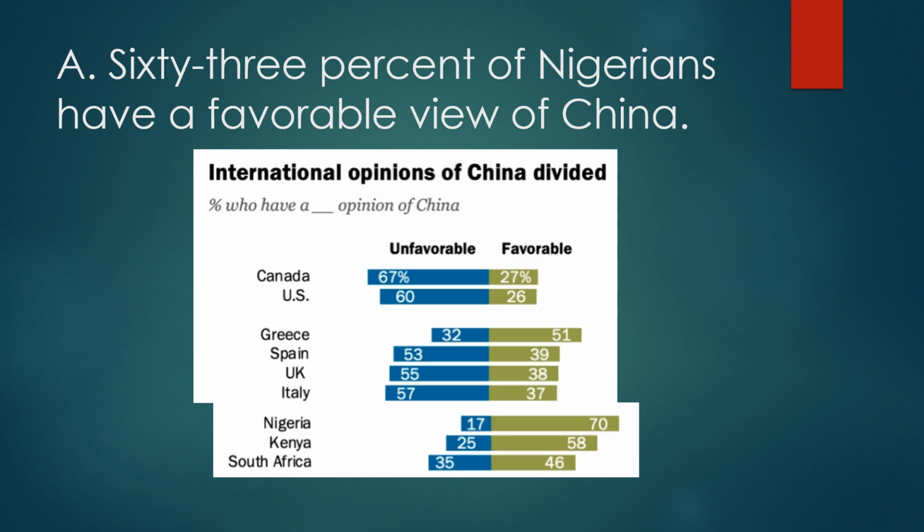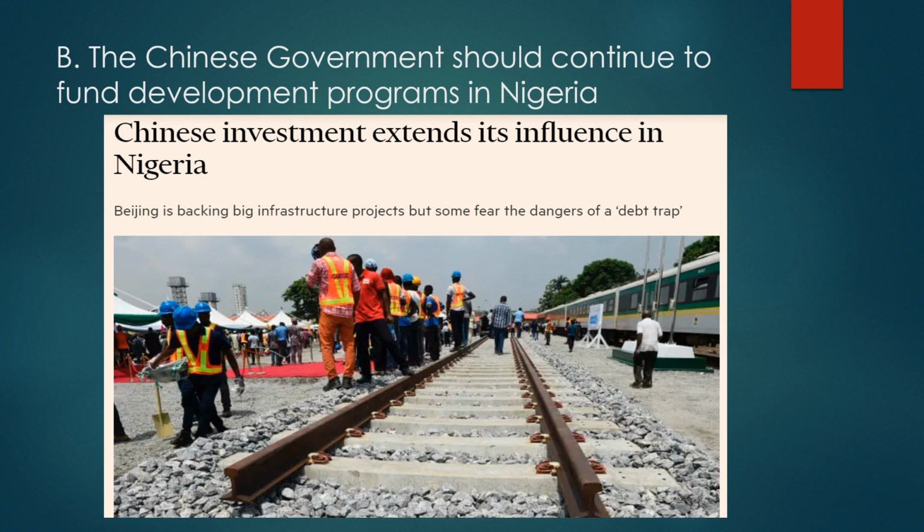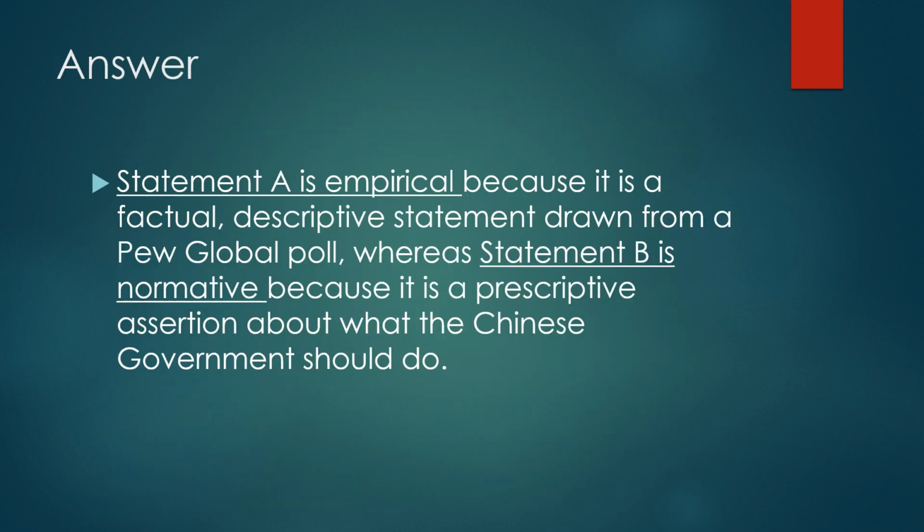So statement A: 63% of Nigerians have a favorable view of China. And the graph actually says 70, so we'll just change the statement to 70. So 70% of Nigerians have a favorable view of China. Is this a normative statement or an empirical statement? The second statement is B: The Chinese government should continue to fund development programs in Nigeria. So is this an empirical statement or a normative statement?